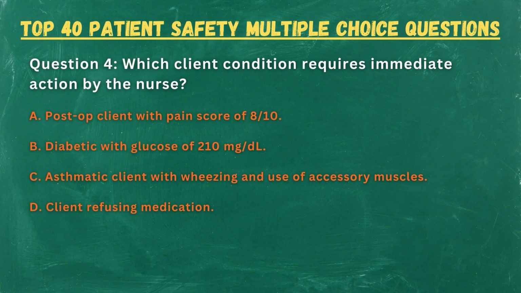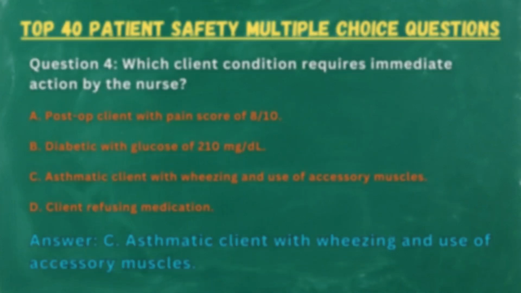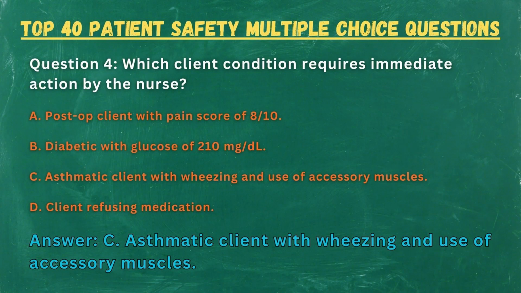Question 4. Which client condition requires immediate action by the nurse? A. Post-op client with pain score of 8 out of 10. B. Diabetic with glucose of 210 milligrams per deciliter. C. Asthmatic client with wheezing and use of accessory muscles. D. Client refusing medication. Answer: C. Asthmatic client with wheezing and use of accessory muscles.